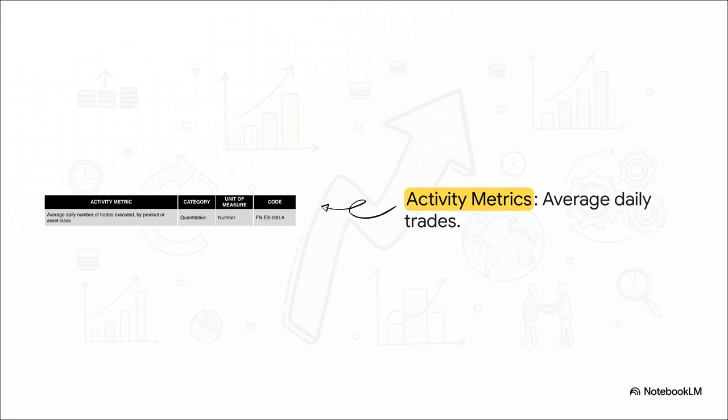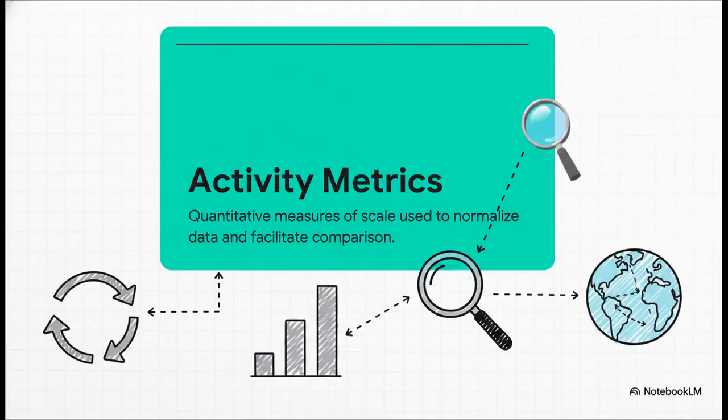To understand any of the complex risks an exchange faces, we first need to find its pulse. And our first primary activity metric, which is labeled FNX000A, by the way, is the average daily number of trades executed, and that's categorized by product or asset class. This tells us exactly how busy the exchange is on a day-to-day basis. I mean, are we talking 1,000 trades or 10 million? And by defining that alongside our second vital metric, the average daily volume traded in the presentation currency, we truly establish the foundational scale of the exchange.